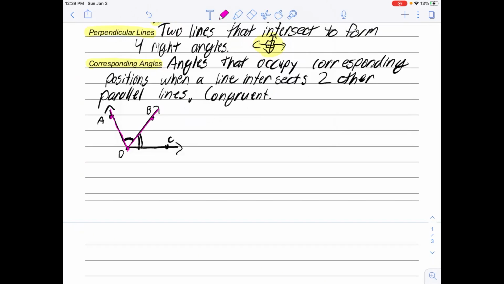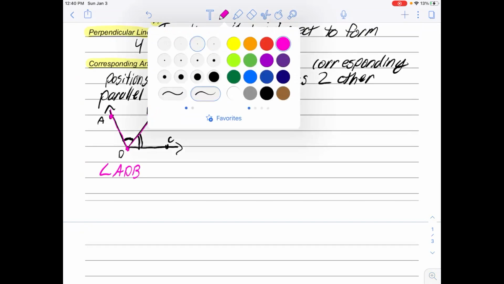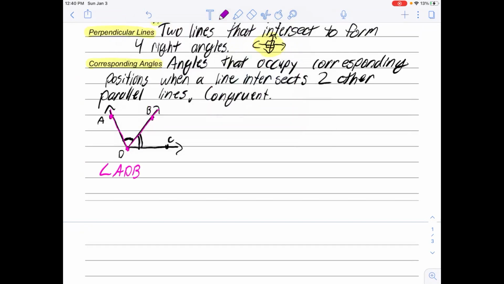I could also call it angle BDA. Either way, but we're going to call it angle ADB. To find that, I would just start at A, go to D, then go to B. Another angle here is angle BDC. That's this side and that side. Again, I could name it CDB, but I'm just going to name it BDC for now.